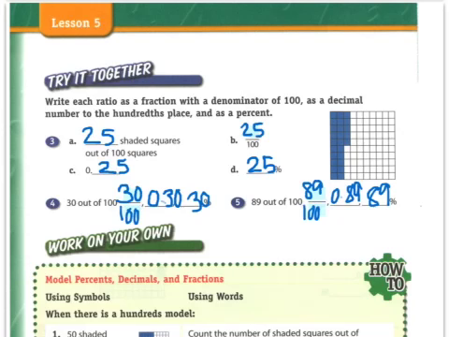I want you to go on to the scale problems and the story problems and try this lesson on your own. Be sure to ask questions if you have any.